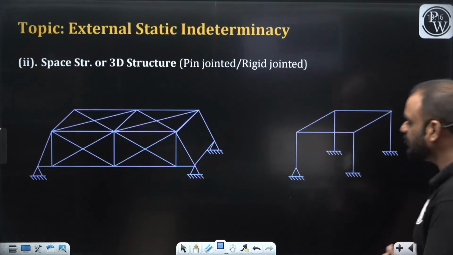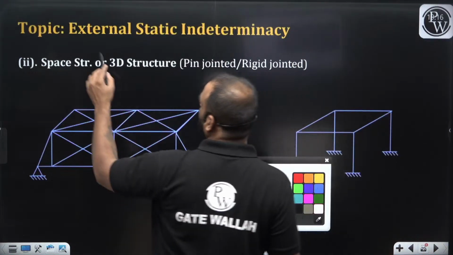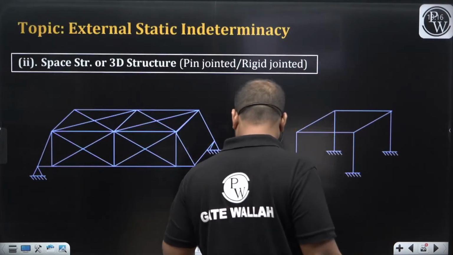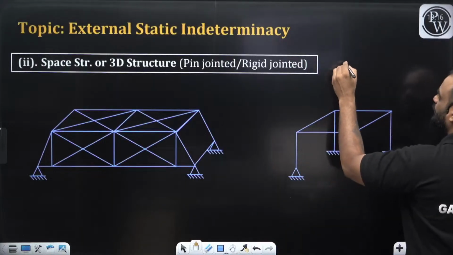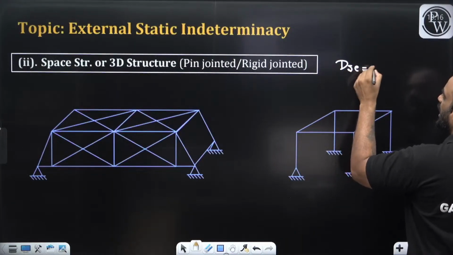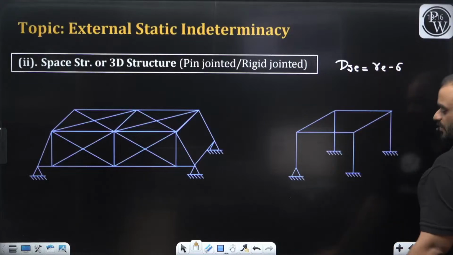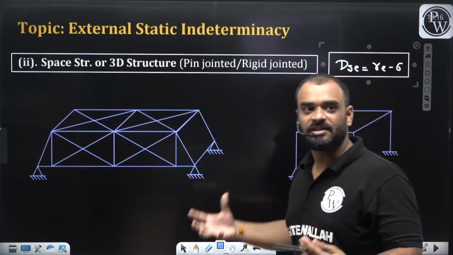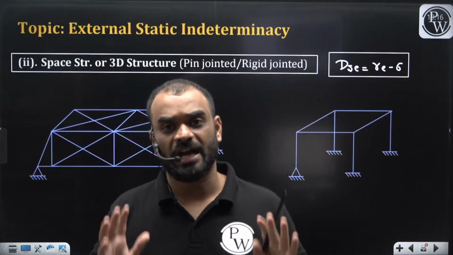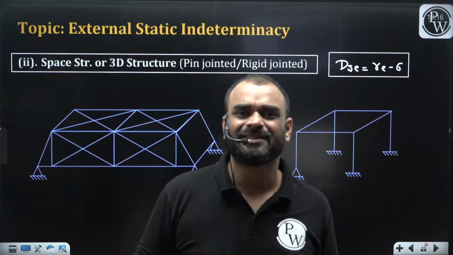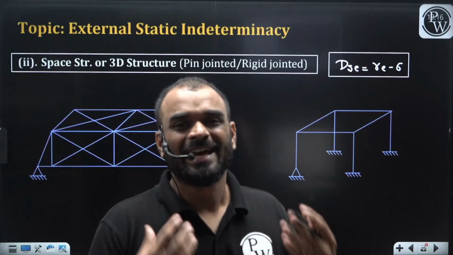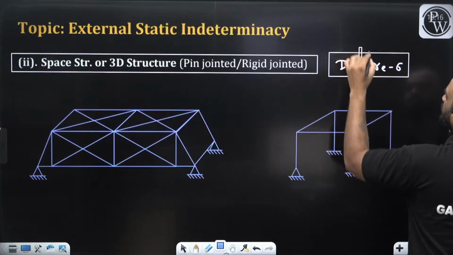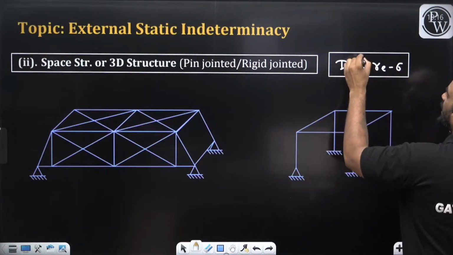Now guys, if we talk about a 3D structure, or space structure, whether it's pin jointed or rigid jointed, our formula in general will become DSC is equal to again RE minus 6. Right? It is not RE minus 3. In this case, it is RE minus 6. Why is it 6? Because you know that there are 6 static equilibrium equations which are usually available in case of a 3D structure to find out the external support reactions. Right? So guys, in general, our formula will become RE minus 6.